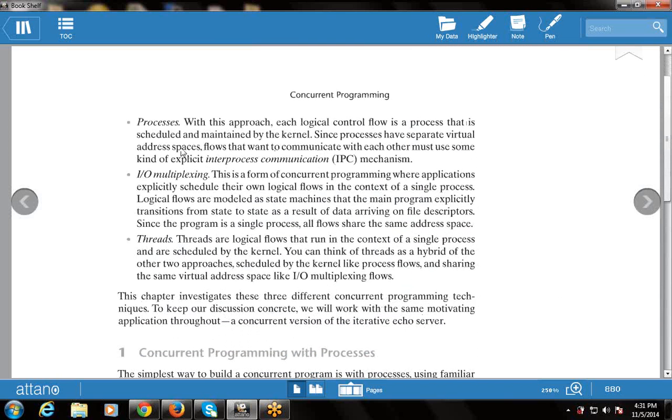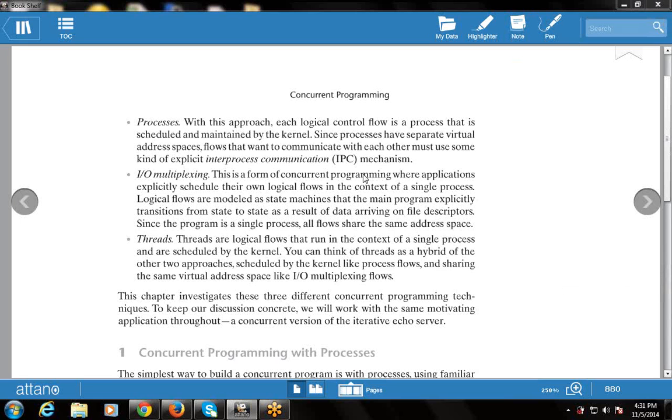These are the three main methods of how to approach or use concurrency in an application: by using processes, by using input-output multiplexing, and by using threads. These are the main three approaches used whenever we use concurrency. This is the way concurrency is maintained in the system.